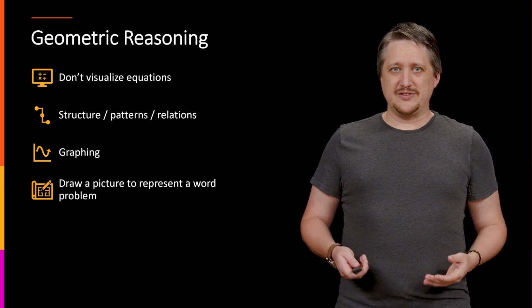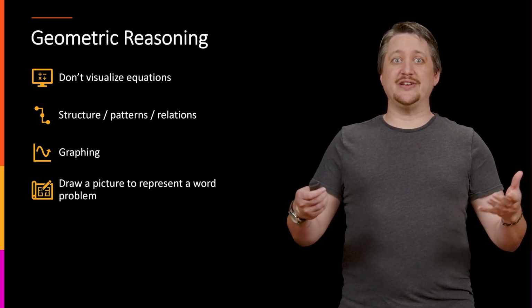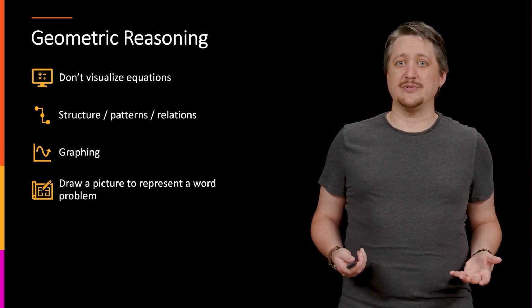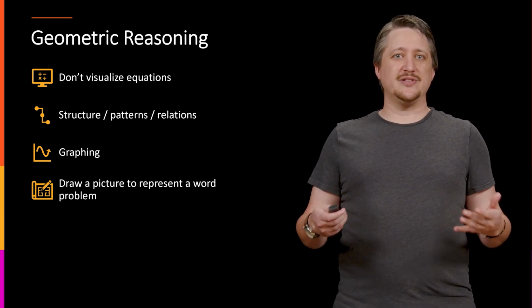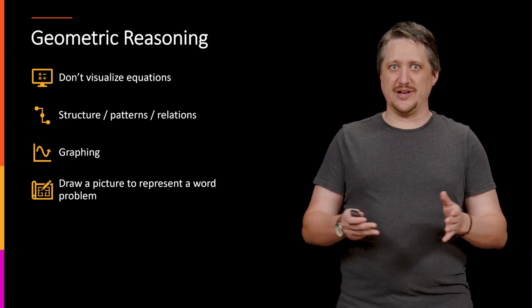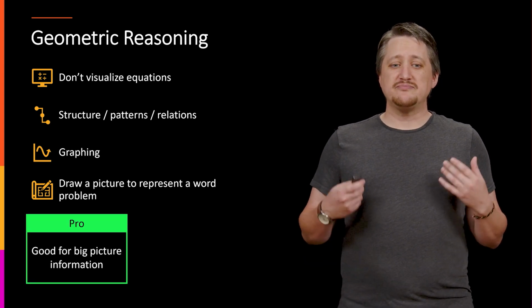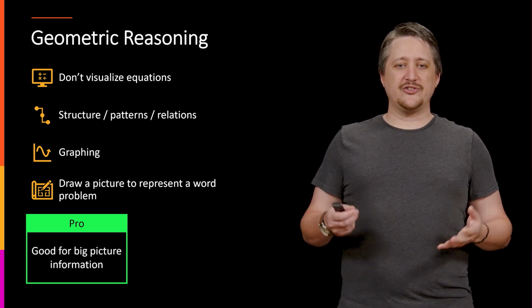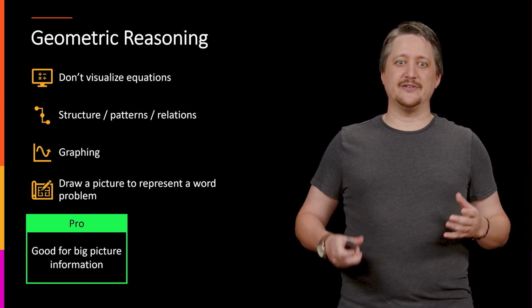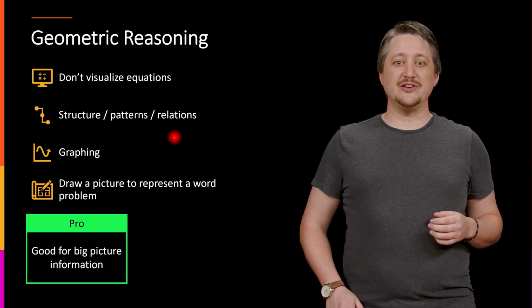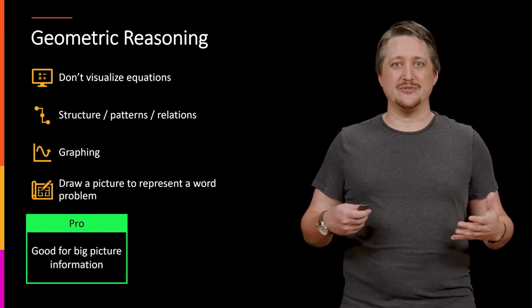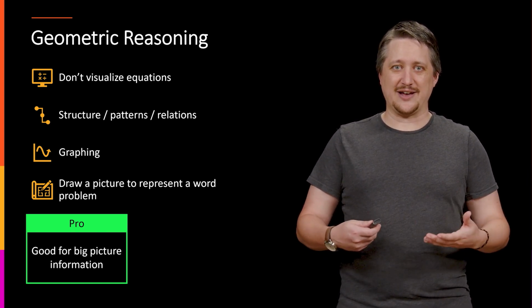By way of example, when we talk about vending machines and trying to understand how functions work, the vending machine picture, that's an example of geometric reasoning, right? Even though it has numbers and letters, that's not the point. The point is literally visualizing the system that you're trying to represent, okay? So geometric reasoning, the pro, the good parts of it, it's good for big picture information. It's good for understanding how the different pieces fit together, right? This structure, patterns, and relations bit. It's good for getting a bird's eye view of what you're trying to accomplish and how things are interrelating that you're trying to tackle.